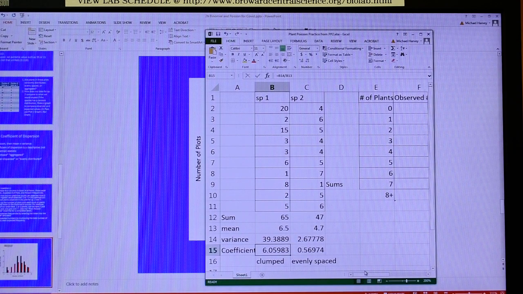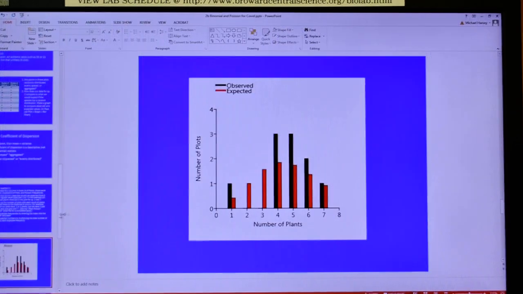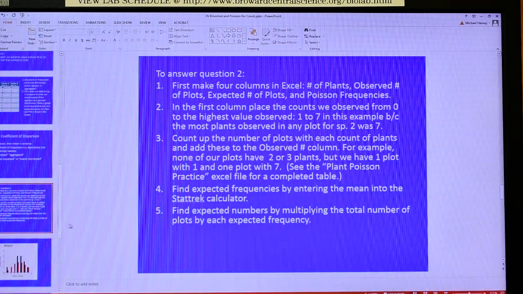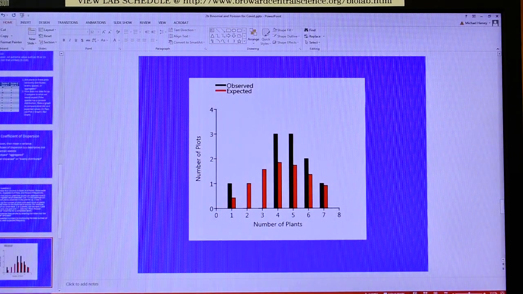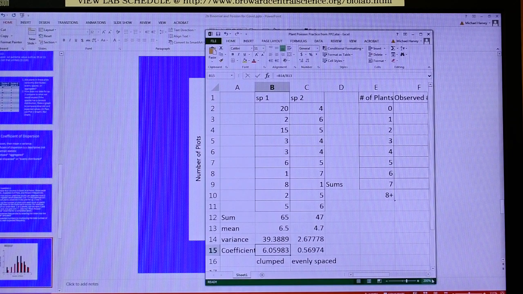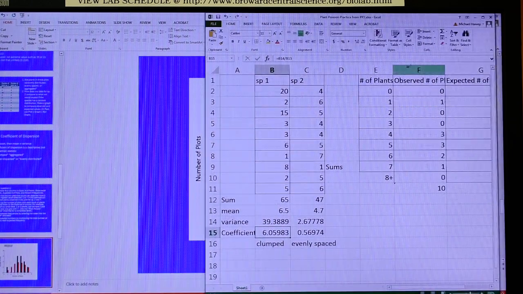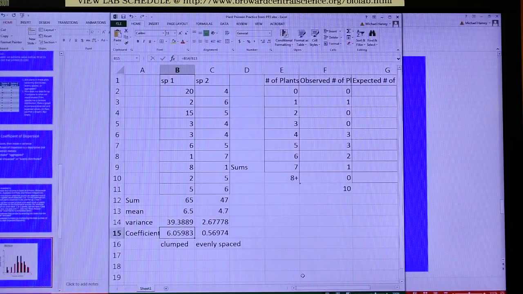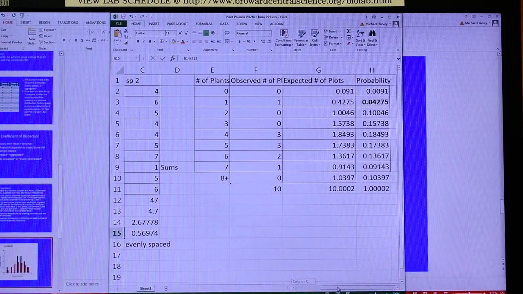The steps are listed in this PowerPoint. You have them in the other PowerPoint I put on D2L as well. So let's see what we do. The first thing you do is start out with 4 columns of data. You want numbers of plants, and you want observed numbers of plots. Then we have expected numbers of plots, and we have probabilities over here.